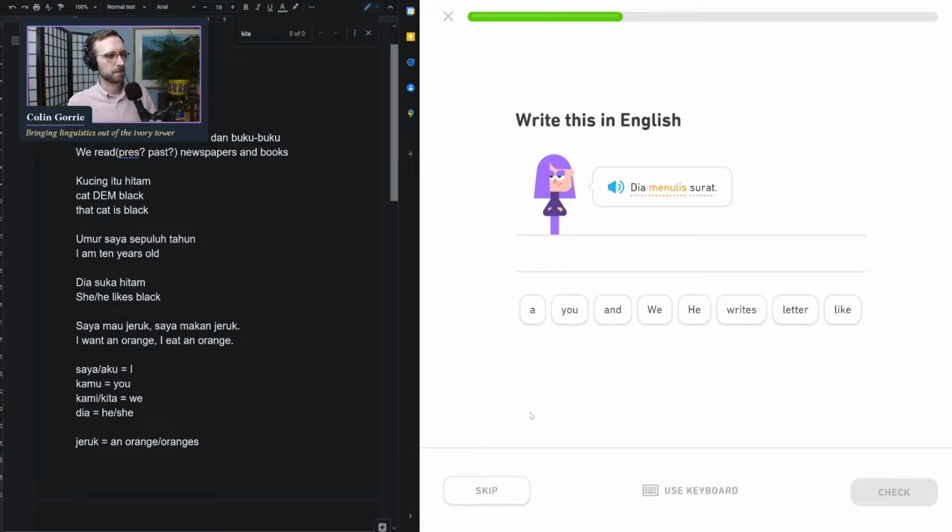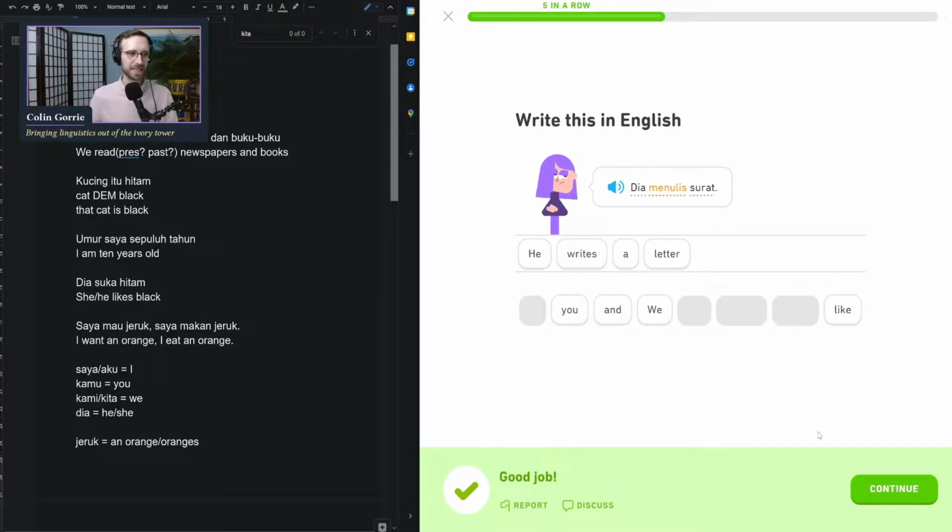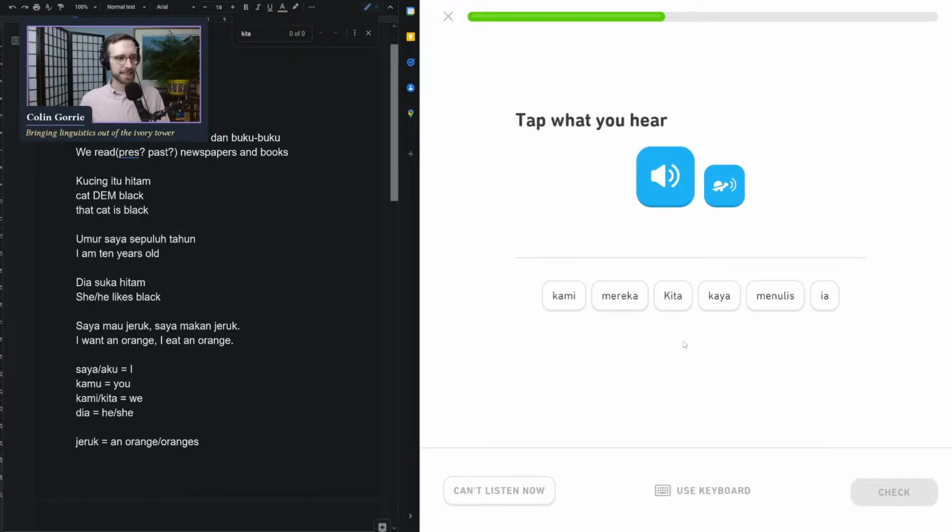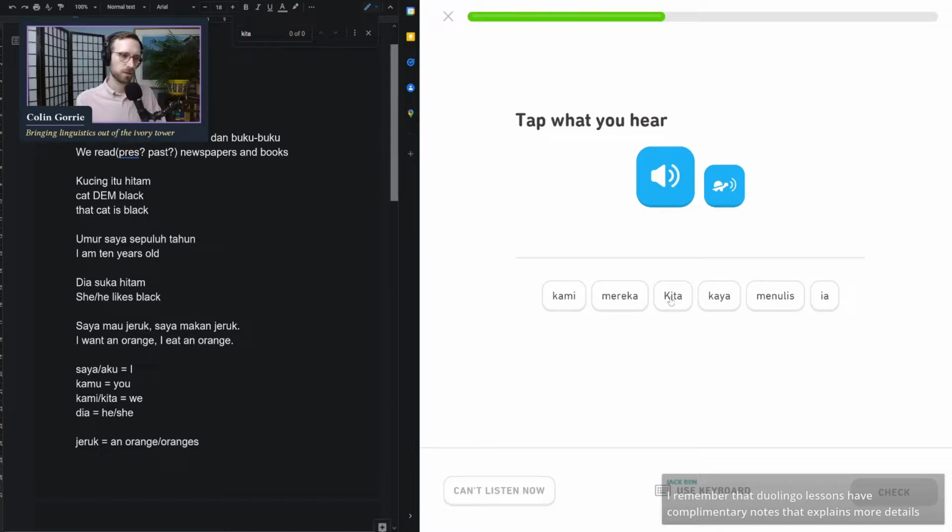Dia menulis surat. Well, he, and we know surat is letter. So I'm assuming the only verb we have here is writes. So he writes a letter. Yes, menulis. Right. Kita menulis. Which I'm assuming would mean we write.